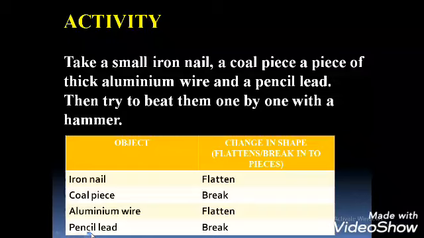Listen here. Take a small iron nail, a coal piece, a piece of thick aluminium wire and a pencil lead. These four items. Then try to beat them one by one with a hammer. Okay, what happens to these materials?